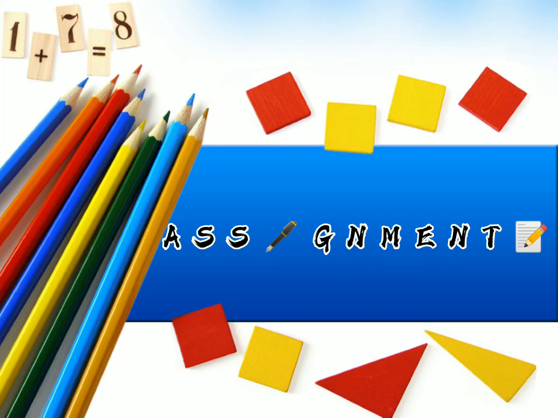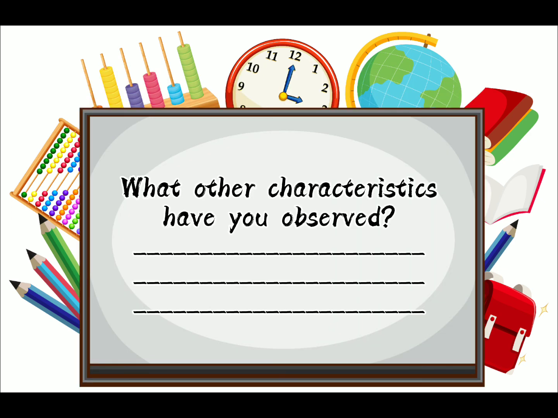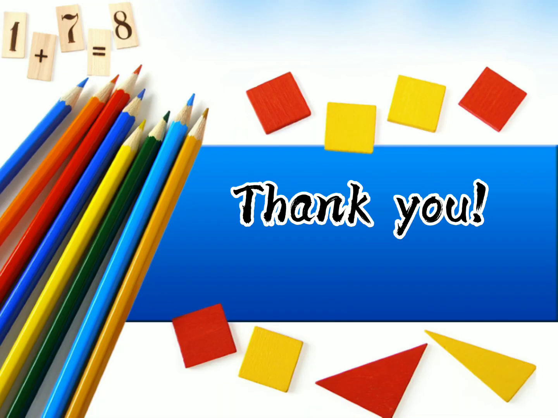For your assignment, observe a grade 1 to 3 pupil being tutored by elders. Focus your observation on the characteristics of the pupil. In the right column of the table, write specific examples of how the characteristics in the left column are exhibited by the pupil observed. What other characteristics have you observed? That's all for today.